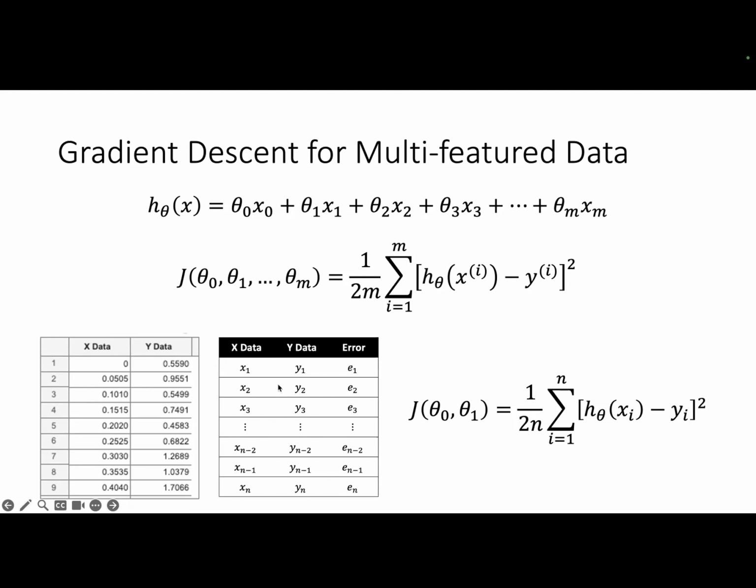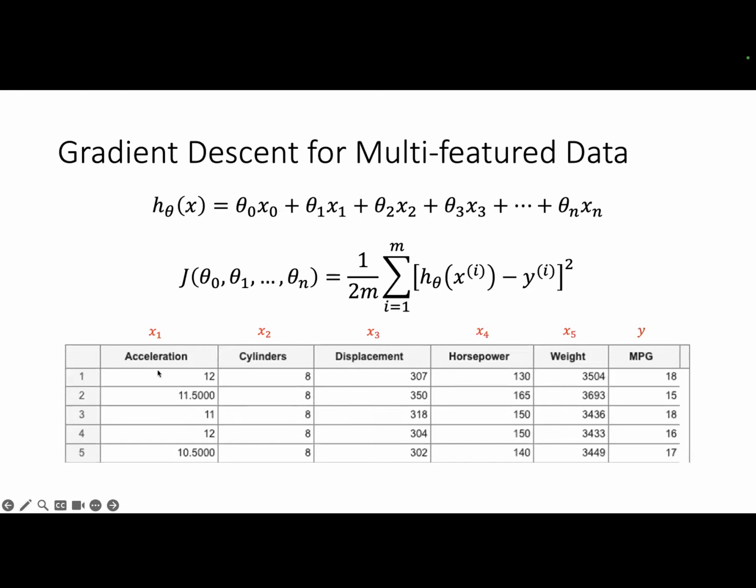Ganun pa din yung treatment natin. Bawat isa sa mga x data na yan, multiply natin by yung weight. Okay, tapos yun yung magiging hypothesis natin. Then yung hypothesis will be subtracted from the actual data. And then square natin yan. Tapos isum natin lahat ng errors. Then divide natin by 1 over 2m para ma-normalize. Okay, so precisely the same as before.